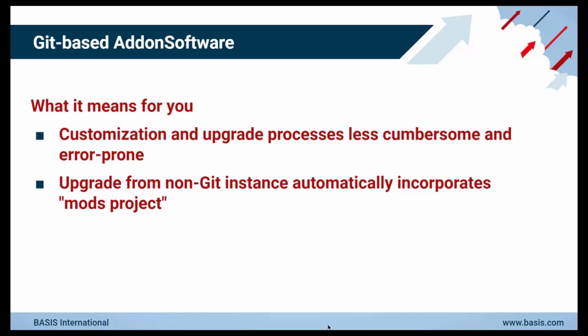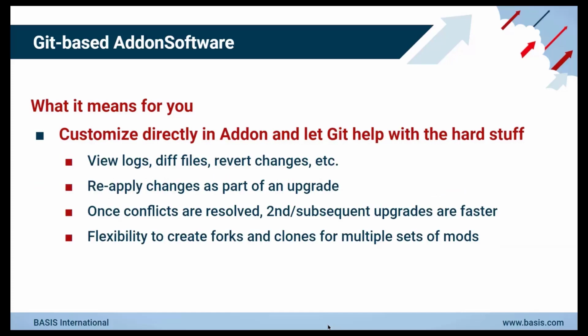The first upgrade from a non-Git-based instance will automatically analyze your mods project and incorporate those changes directly into the newer Git-based Addon structure. That means you can now customize directly in Addon and let Git manage the hard stuff, right? With Git, you can view logs of everything we've committed and things that you have committed also to customize the application. You can diff any of the files to see exactly what has changed and by whom and when. If you decide you don't like a particular change that you've made, you can revert those changes and so on. All of the version control capabilities are there to help you manage your customizations.